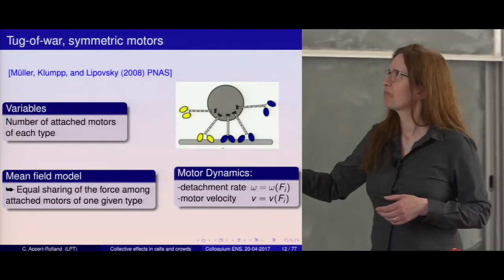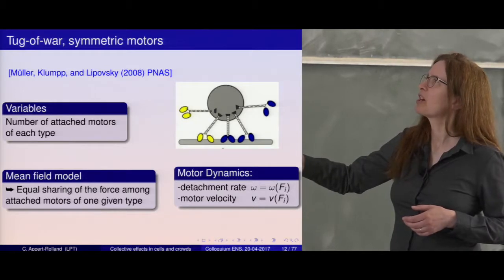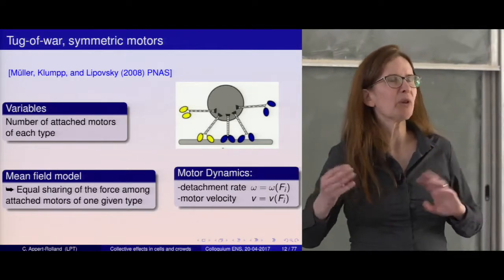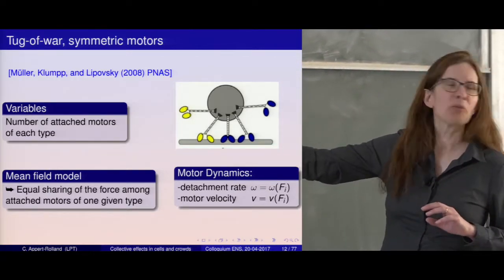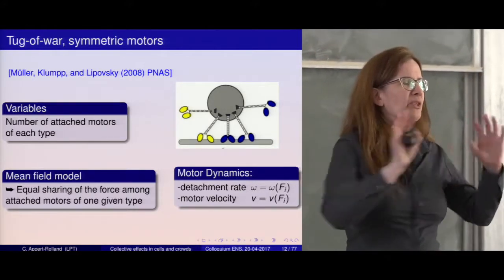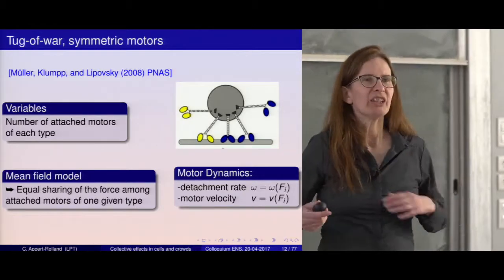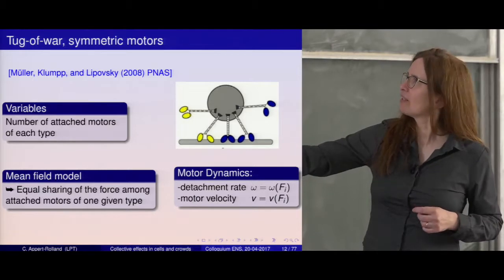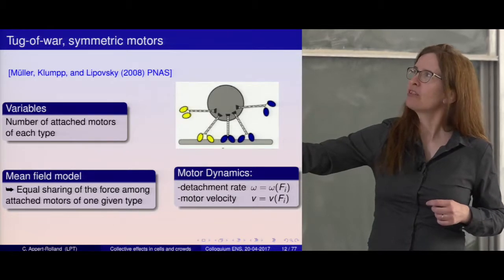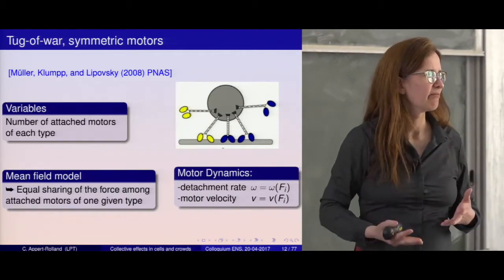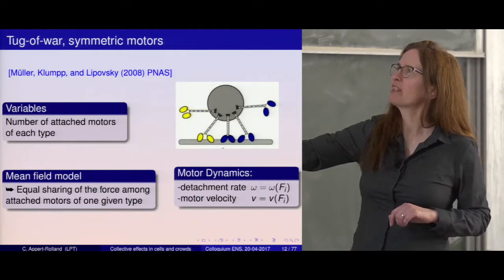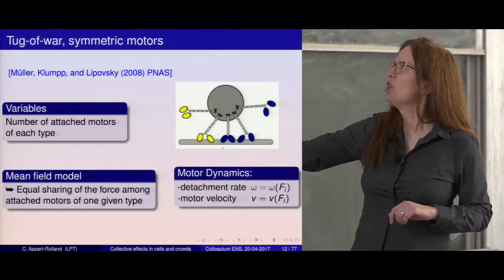In this model, you have the cargo, and motors are attached. And actually, the picture is a bit misleading, because in this model, you do not describe where the motors individually are attached. You just say, okay, I have two blue motors and three yellow motors attached. And in each team, you make an assumption that the blue motors which are attached share the load. So they pull with the same strength. That's a hypothesis.